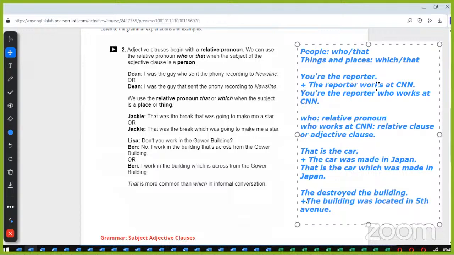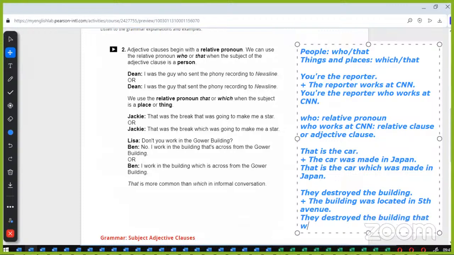How would you combine these two? They destroyed the building that was located on Fifth Avenue. But we can also use which. Yes, exactly. It's better to use which, to be honest. But you can also use that.